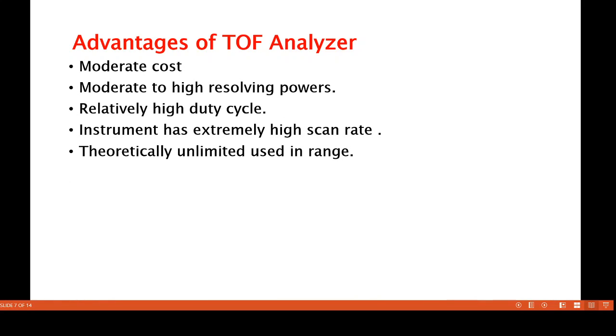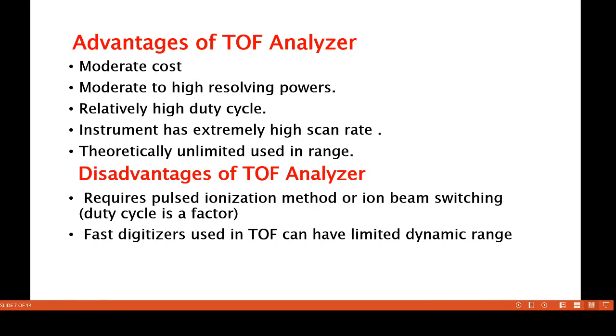Advantages are: it has moderate cost, moderate to high resolving power, relatively high duty cycle. These duty cycles are the factors. The instrument has an extremely high scan rate, theoretically unlimited m by z range. These are the advantages of the TOF analyzer. Then we see the disadvantages. It requires a pulsed ionization method.